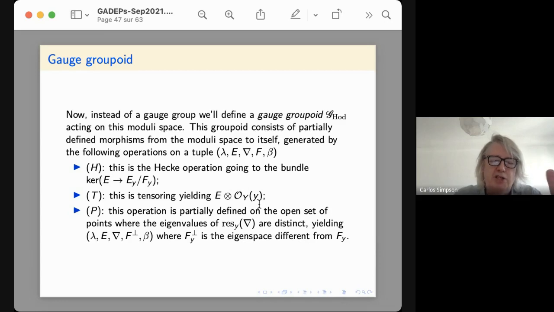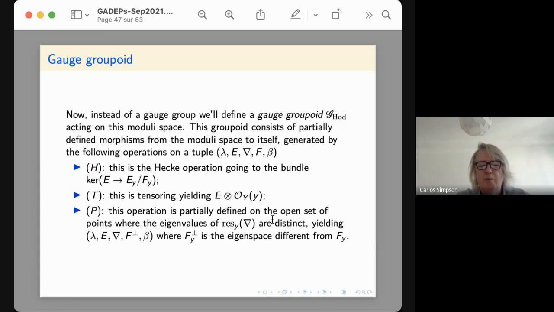So this Hecke operation, if you think about it, is going to sort of interchange eigenvalues, but it also does something to the space. There's a different operation we can do, which is that our subspace Fy is one of the two eigenspaces of the residue. So if the eigenvalues of the residue are distinct, then you can switch eigenspaces. If the residue of the connection has two distinct eigenvalues, then you can say, okay, let's throw out the one subspace and use the other one instead.